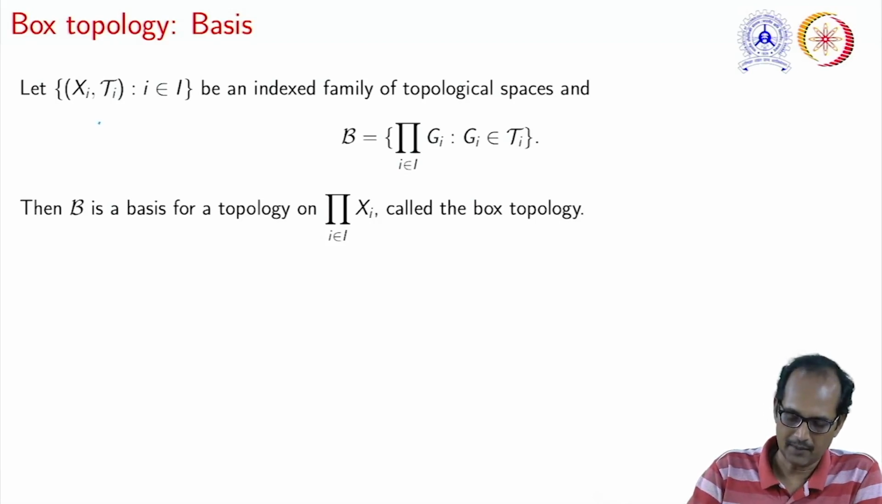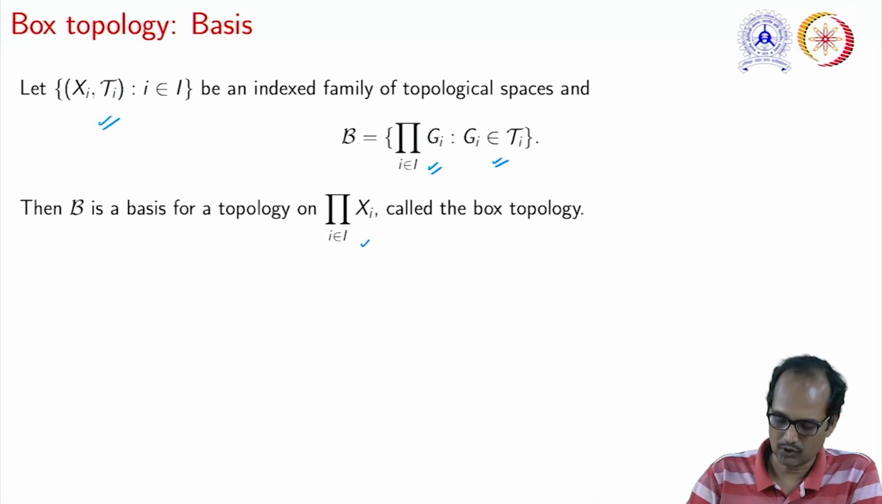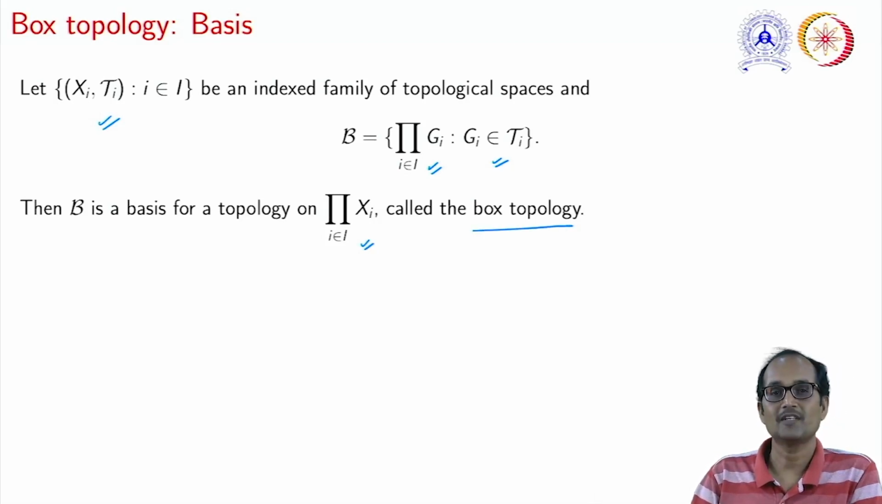If we have an indexed family of topological spaces, then this collection, that is, the collection given as the product of Gi, i belongs to I, where Gi belongs to tau i, is a basis for some topology on the product of the sets. We call this the box topology. It is going to be interesting here.